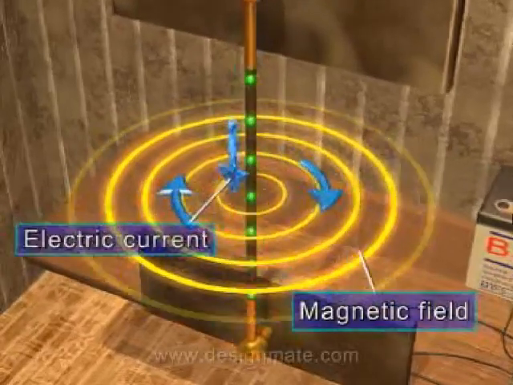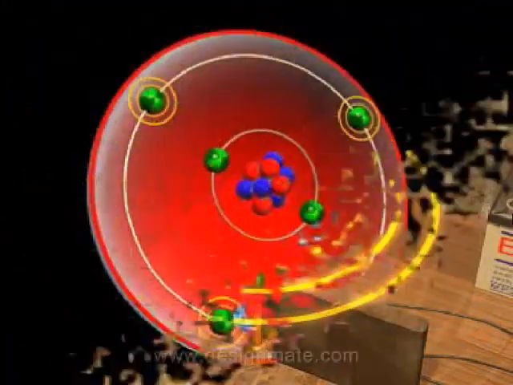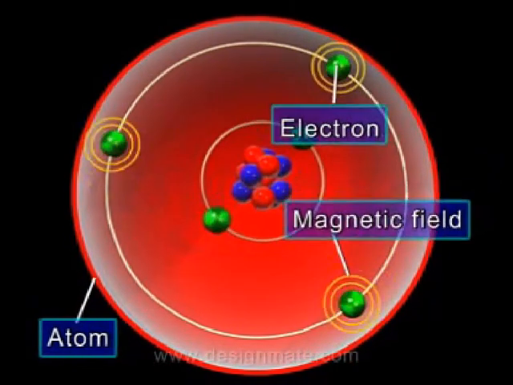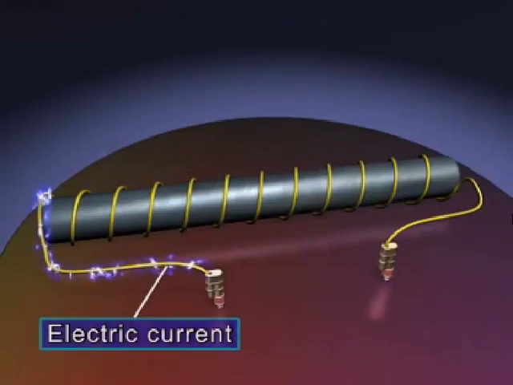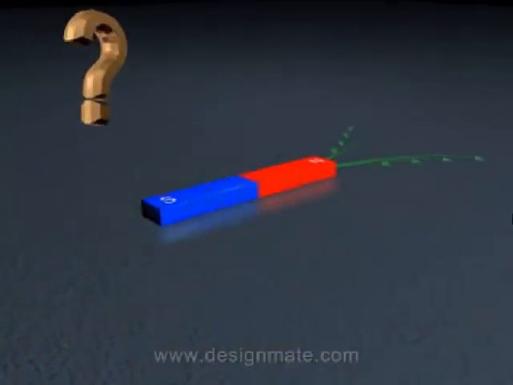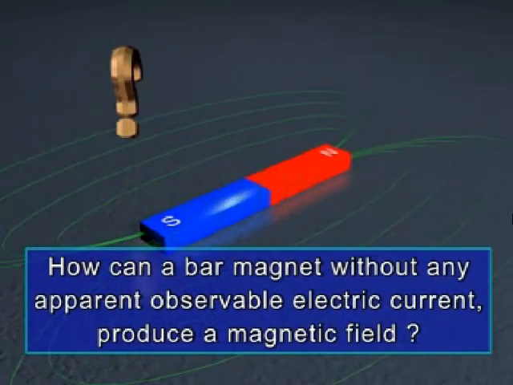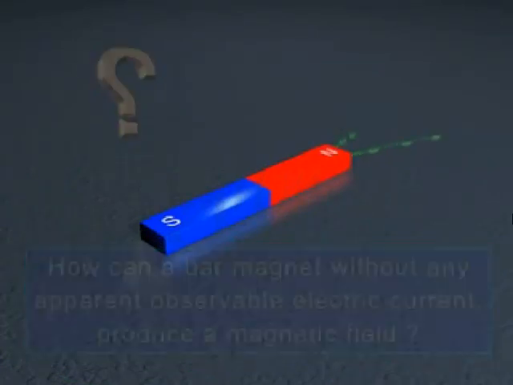We know that a magnetic field is produced by electric current or by a motion of charged particles. The magnetic field produced by a solenoid can be understood to be due to passage of electric current through it. Hence, the question arises as to how a bar magnet without any apparent observable electric current can produce a magnetic field. Now consider the following.